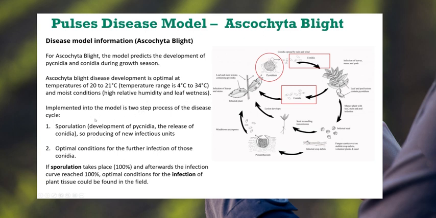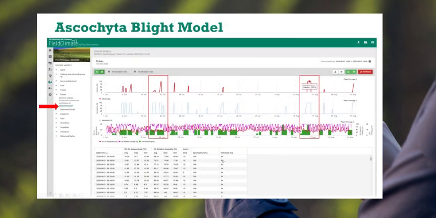We implement this model in a two-step process for this disease cycle. We have the sporulation event, which we'll see, which is the development of the pycnidia that releases the conidia, producing the new infection units that can affect new leaves and material, and then the optimal conditions for further infections by those conidia as well. The sporulation takes place when it reaches 100%, and afterwards the infection curve reaches 100%. You then have very optimal conditions for the infection of the plant tissue at the field level. So looking at it in the software, we have our Ascochyta blight model under pulses.